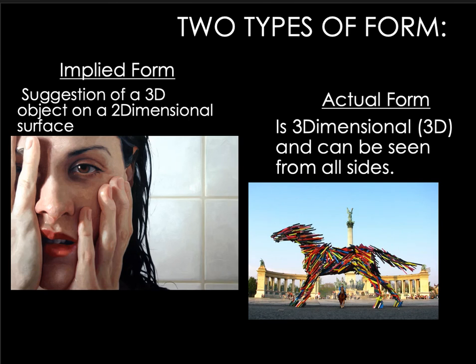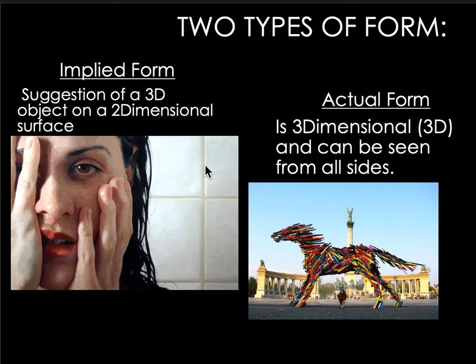And when we talk about form, there's two types. There's implied form, which suggests something that's three-dimensional on a flat surface. So this picture right here, this is a painting. And it looks very realistic. It looks almost like it's a photograph, but it's a painting. So this artist has used other elements to create this and make it look three-dimensional, make it look as realistic as she possibly could. So this is implied form, meaning we're working on a flat surface, but we're trying to make it look three-dimensional.